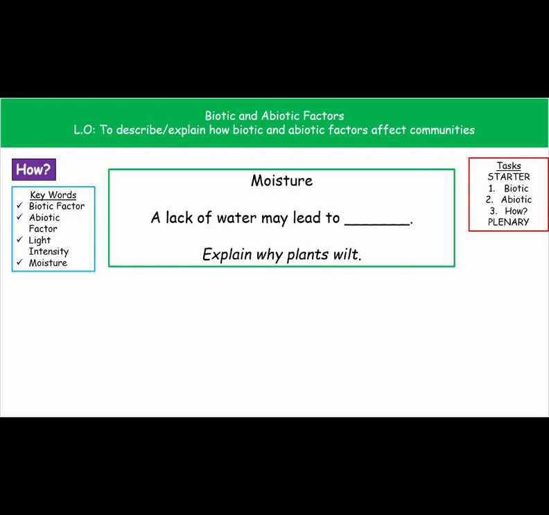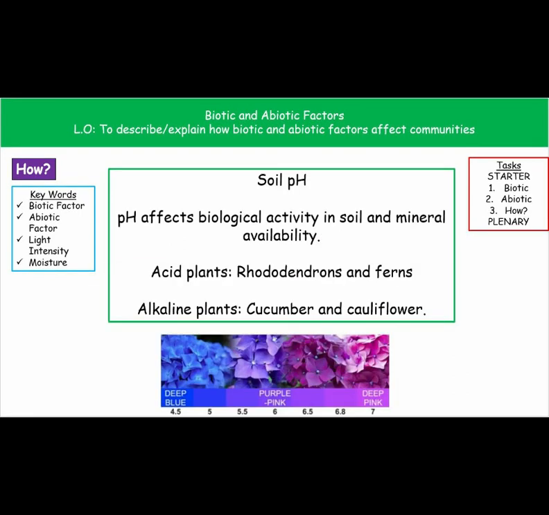If you need a reminder on that, then obviously stop by a bit later on for the lesson I'm doing on osmosis. The final abiotic factor we're going to look at is the pH of the soil.